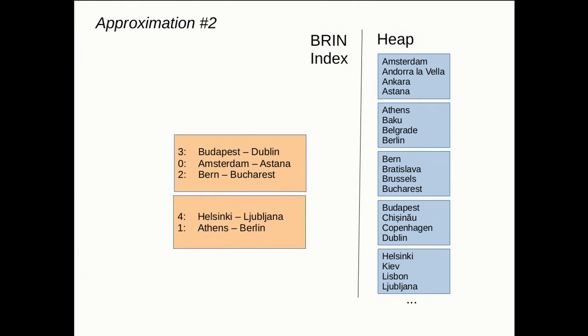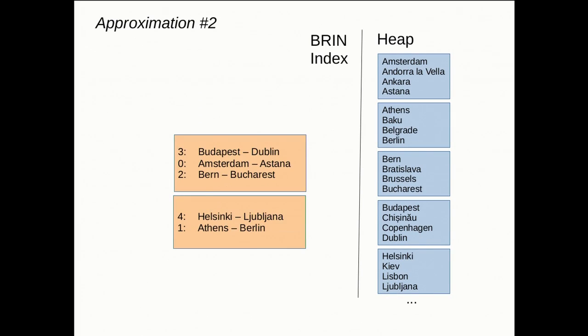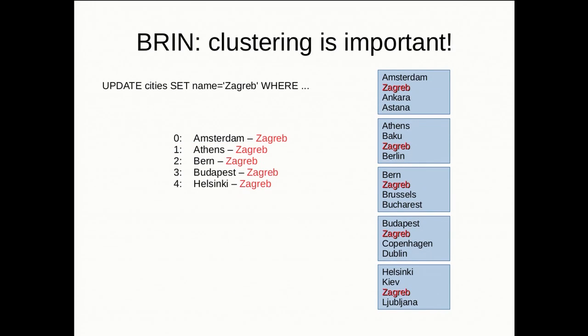So for each heap block, you store the range of what is on this heap block: you store the minimum and maximum value. And then when you search, you scan this whole index, which is very small compared to the table. Block zero covers Amsterdam to Stockholm, block one covers Athens to Berlin. The defining characteristic is that your heap must be in very good order. It must be sorted or clustered. Otherwise, it's not very good, because as soon as you do an update that touches something on every page, you screw up your index, because it's not going to be any good anymore.